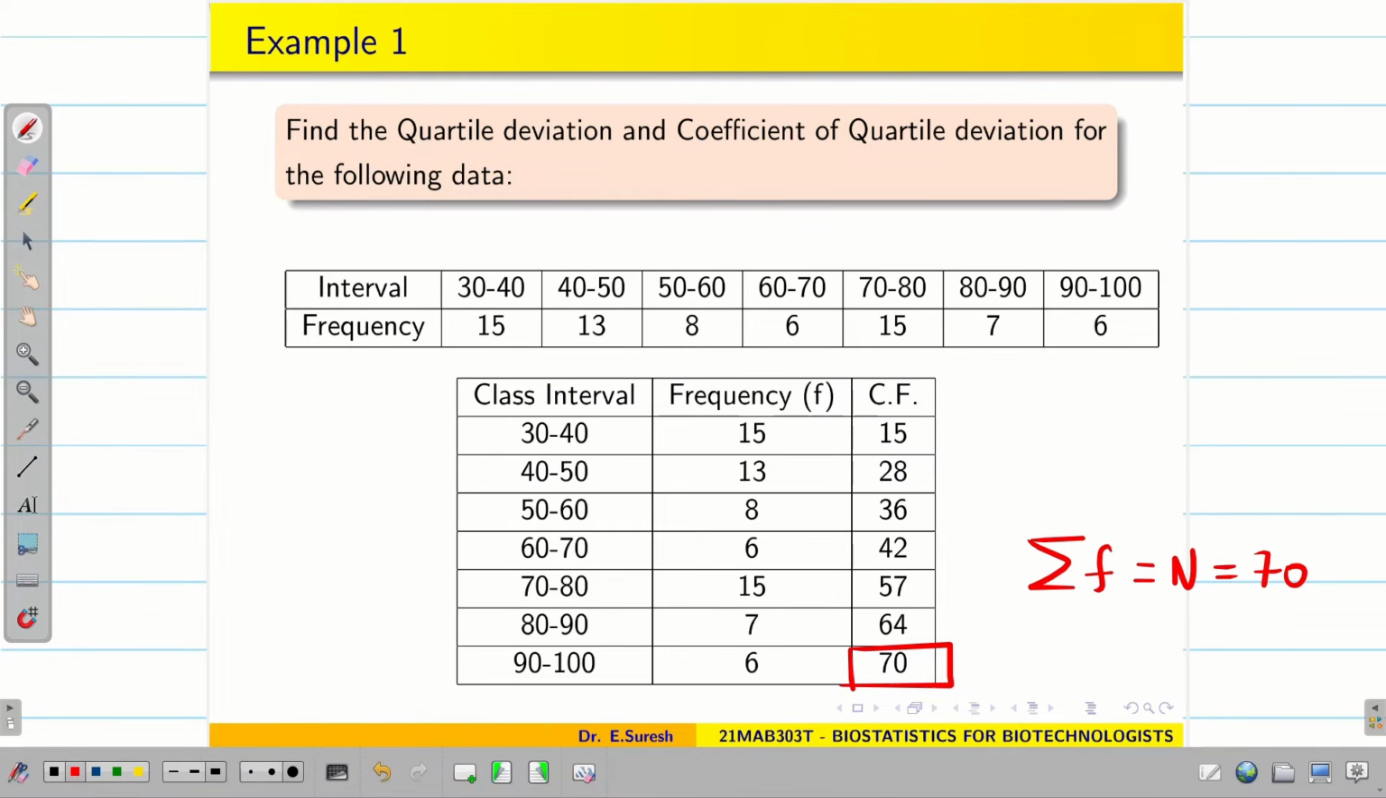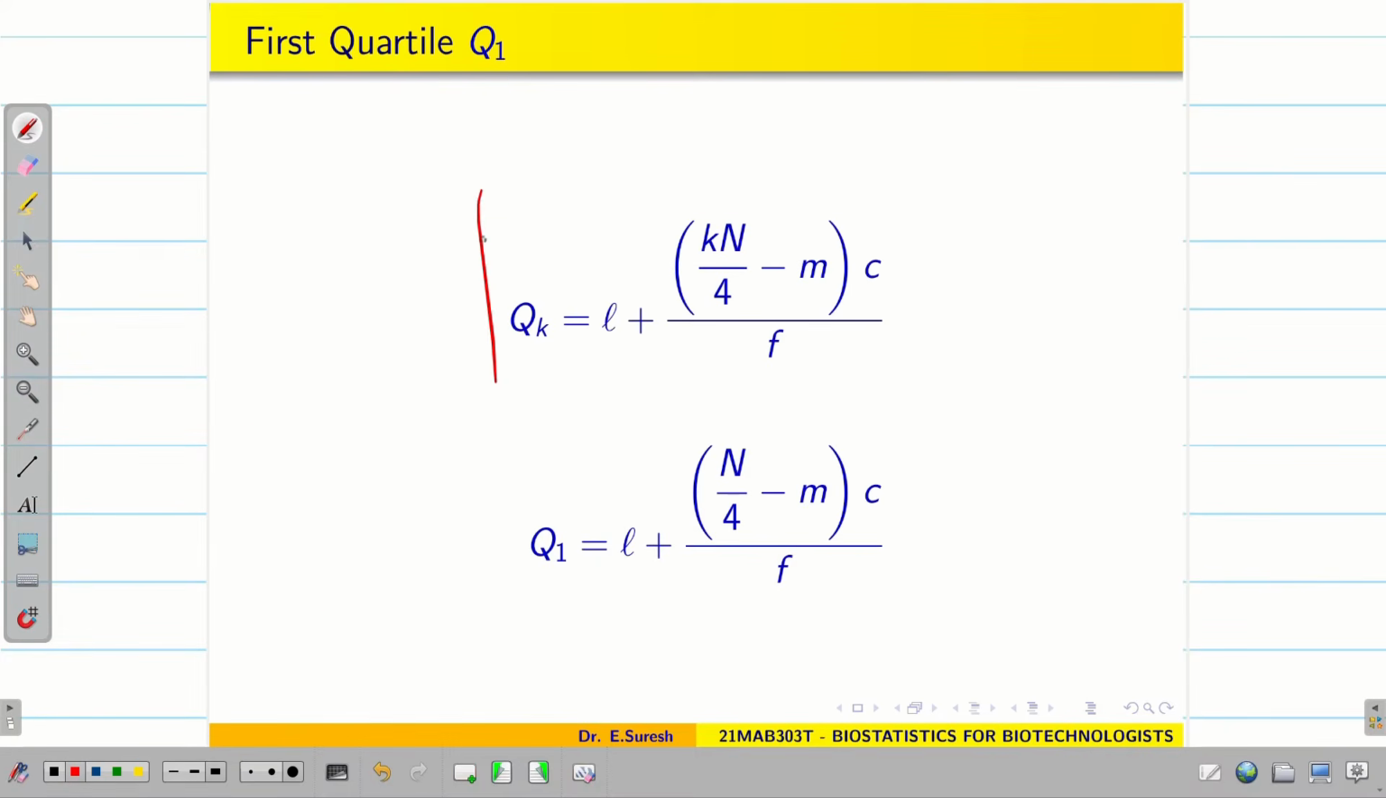I took the same problem which we solved in median. Here, instead of median, I am going to find Q1 and Q3. From this we are going to find quartile deviation and coefficient of quartile deviation. So now this is the general formula for quartile deviation.